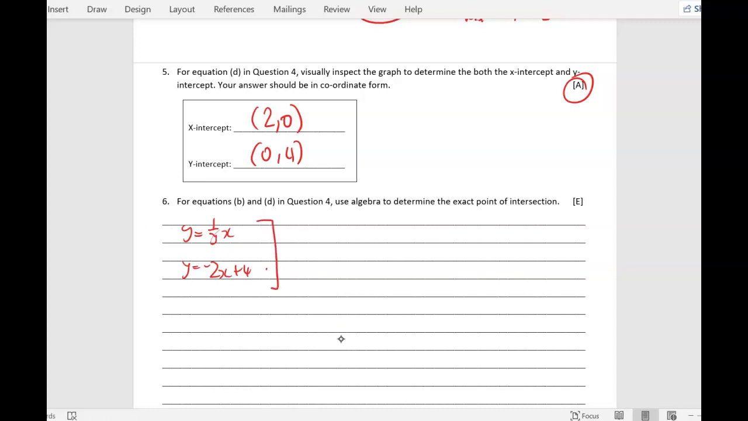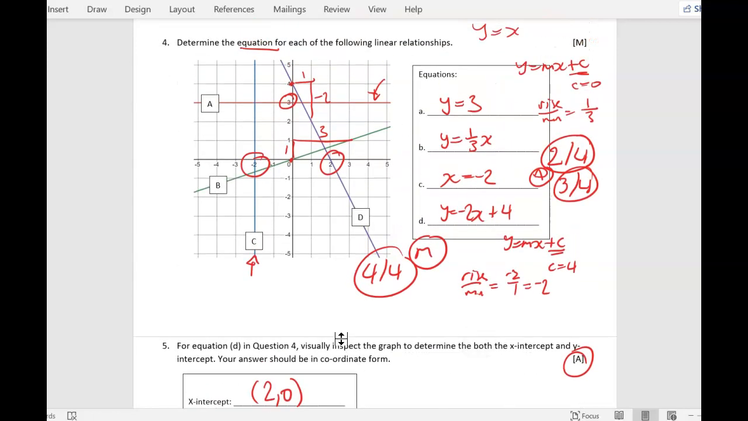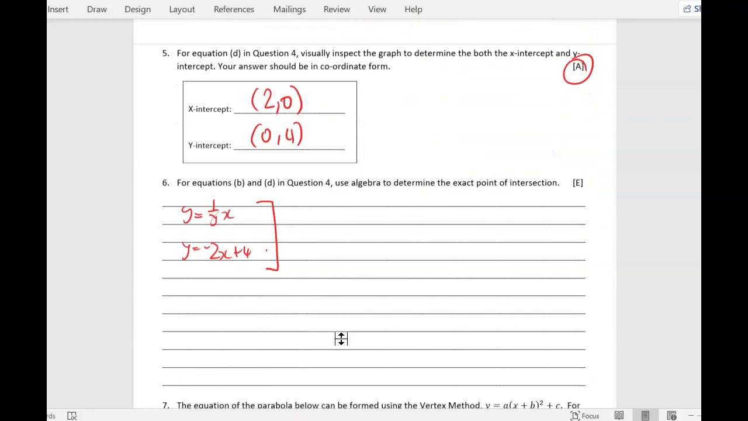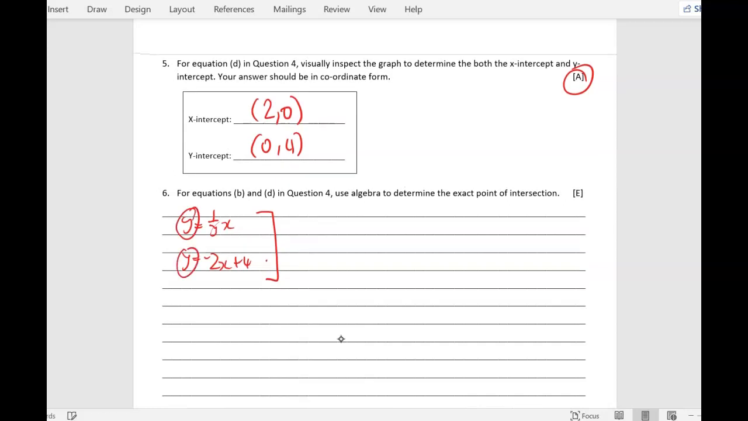And for this one here, what we need to do is we're just going to substitute them, because at the point where they touch each other, which is going to be that point there, which I'm drawing on now, the y value is going to be the exact same for both of them. So we know this y and this y are the exact same. We can equate them. So we're going to go 1/3 of x must be equal to negative 2x plus 4. Once we've done that, we can go ahead and solve it.